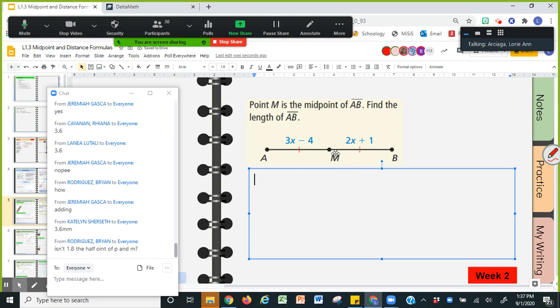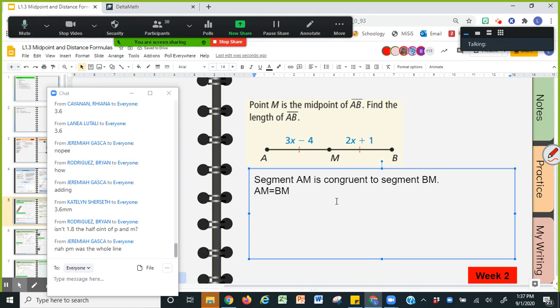All right. So again, if this is the midpoint, then you know that these two portions are congruent to each other. Another way to say it is segment AM is congruent to segment BM. So in equation form, AM is equal to BM.